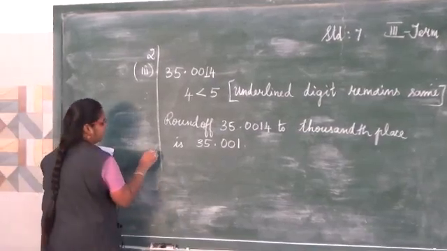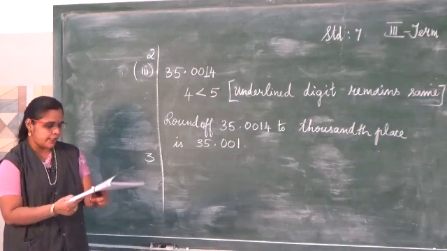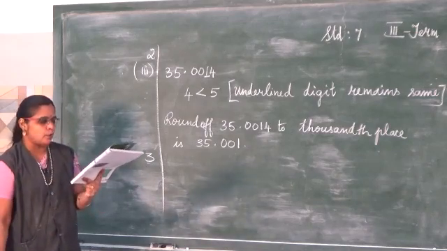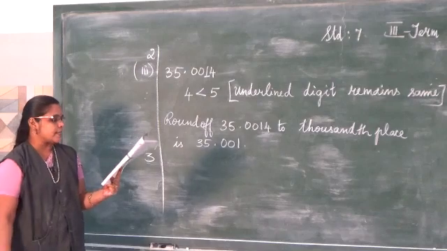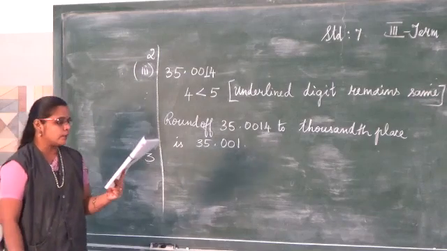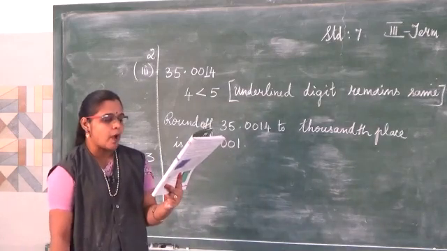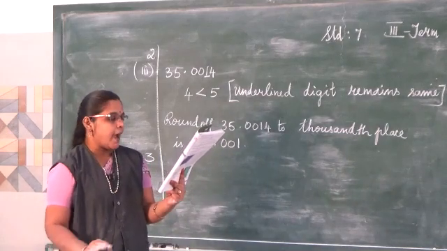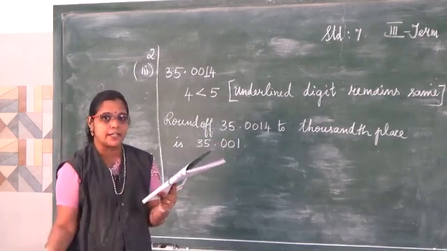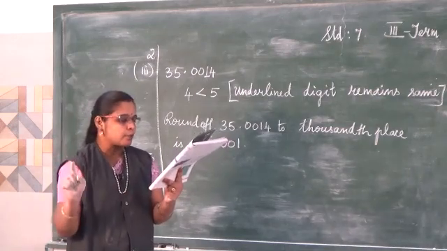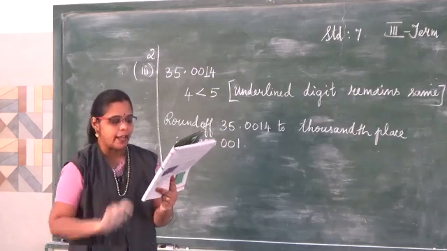Now we are going to see the third one. Round the following decimal numbers up to 1 place of decimals. After the decimal point there should be only 1 digit. That is the thing they have given.